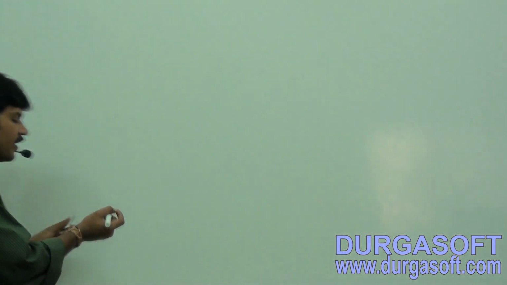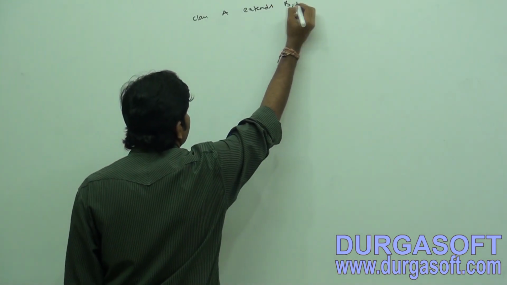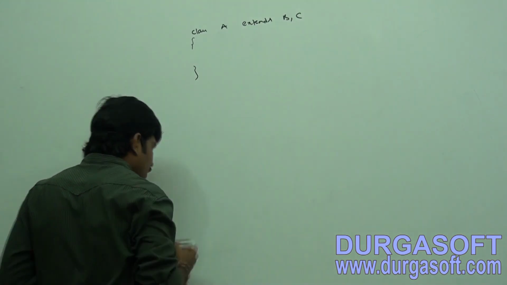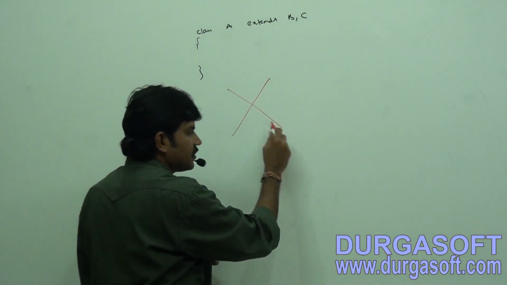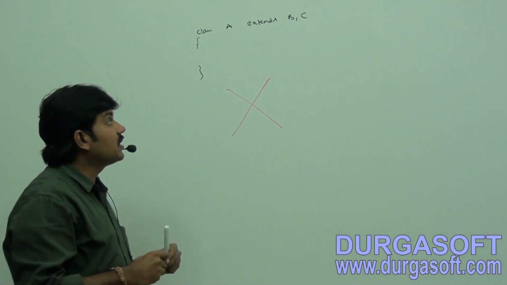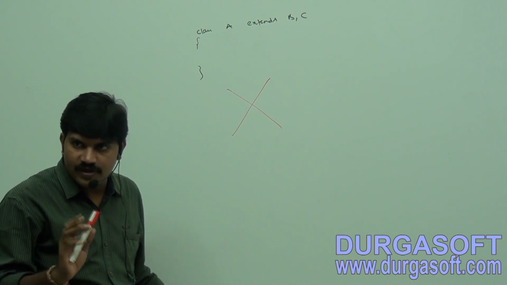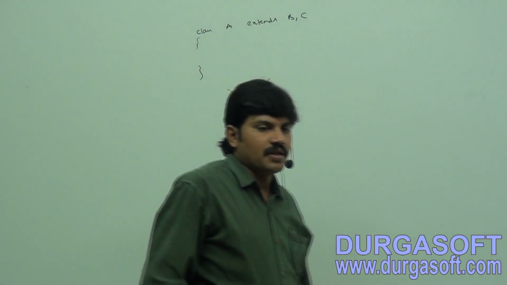No. Because a Java class can't extend more than one class at a time. That's why Java won't provide support for multiple inheritance. Are you getting? If I write class A extends B, C, the compiler immediately gives an error. It's a compile time error, a syntactical mistake, right? Is it clear for all of you?